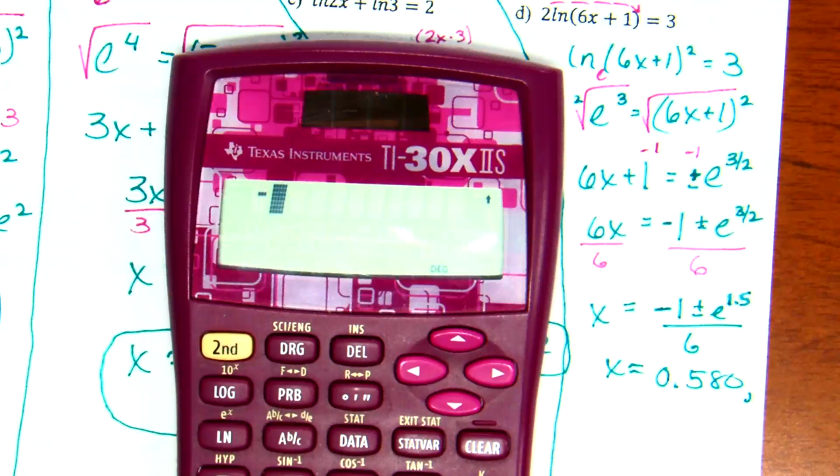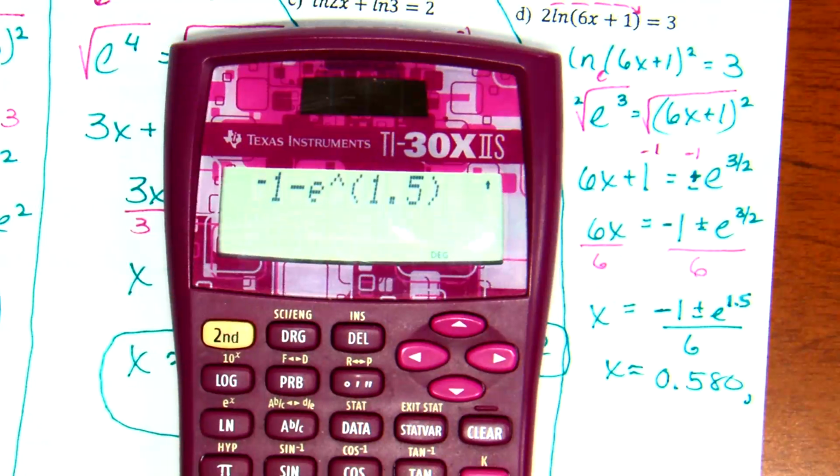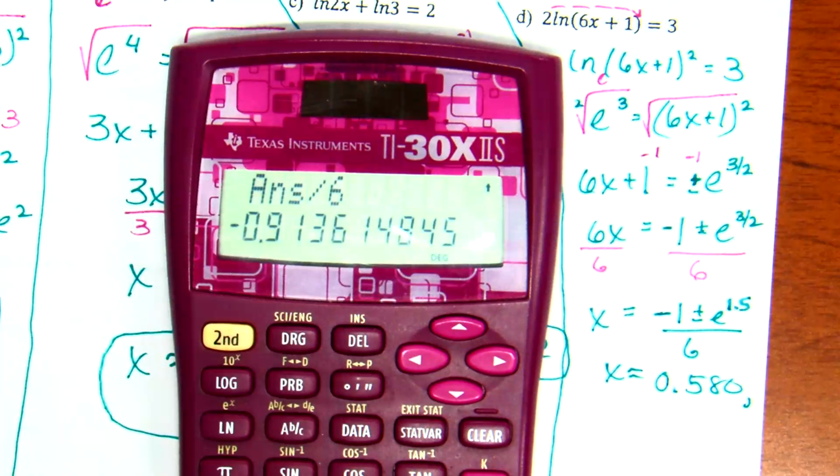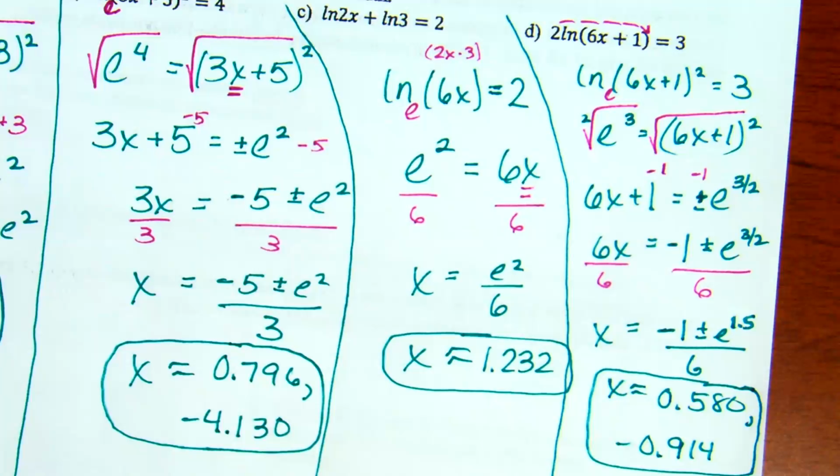How do I get the other possible answer now? Repeat the process, but this time it's going to be -1 minus e to the 1.5. And then after I hit equals there, I'm going to divide by 6. -0.913. 6 tells the 3 to go up, so -0.914.